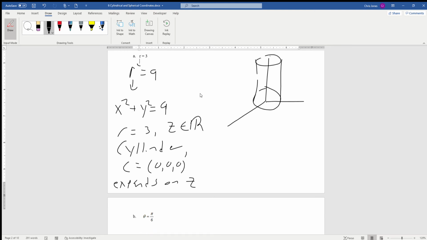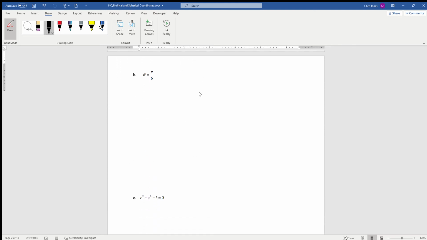A second example. Again, another sneaky one. Theta is equal to pi over 6. Now, some of you might think about this as a plane, and you'd be correct, because if theta is always equal to pi over 6, we don't say anything about z, and we don't say anything about r. So r extends indefinitely, z extends indefinitely. The only thing that we know is that the angle is always pi over 6.